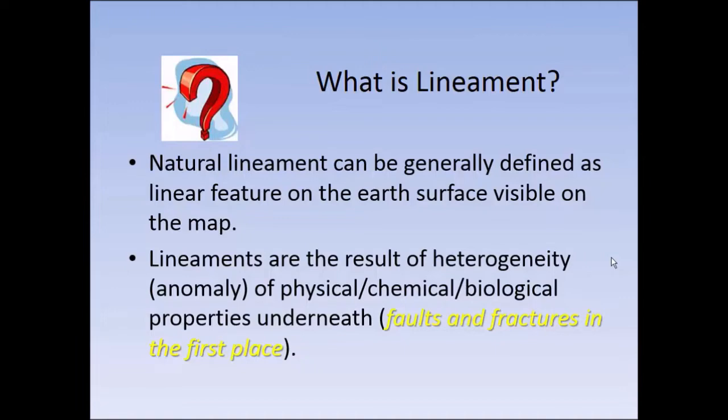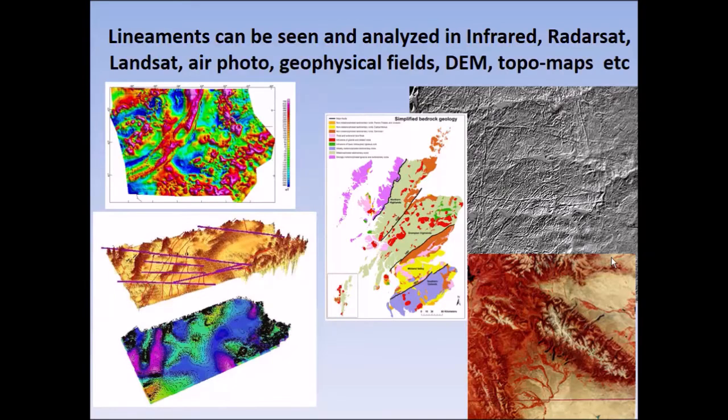Lineaments are the result of heterogeneity, anomaly, of physical, chemical, biological properties underneath, faults and fractures in the first place. These anomalies, more precisely their projections, become exposed by erosion and can be seen by a naked eye or detected by special surveys on the surface. Accordingly, one may speak of topographic, photo, satellite, geological, and geophysical lineaments, etc.